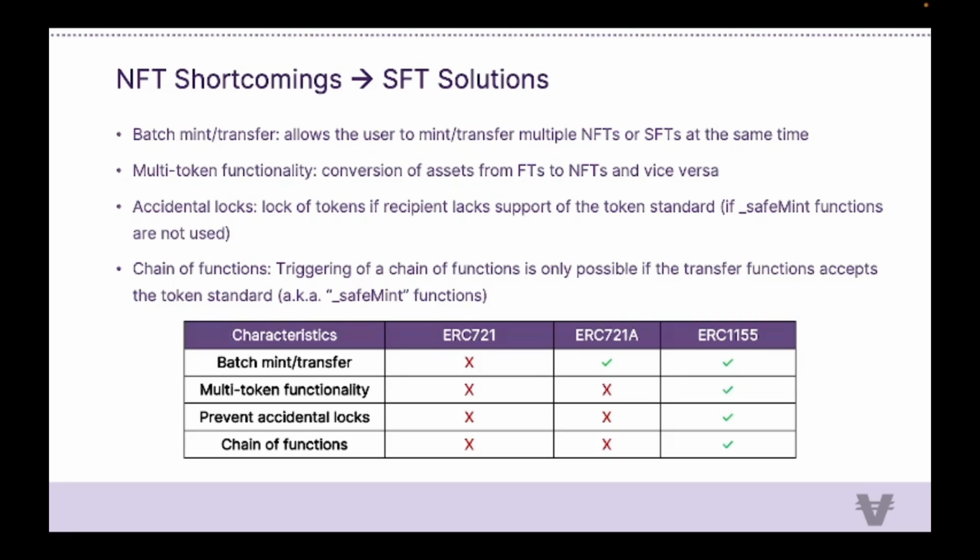If you want to perform a set of functions, then you want to be sure that in that process you will not lock up your tokens. And there is something called safe mint, and the safe mint function in the ERC 721 and 721A will actually protect a little bit against accidental locks. So only if you use the regular mint functions, you will run into these problems.